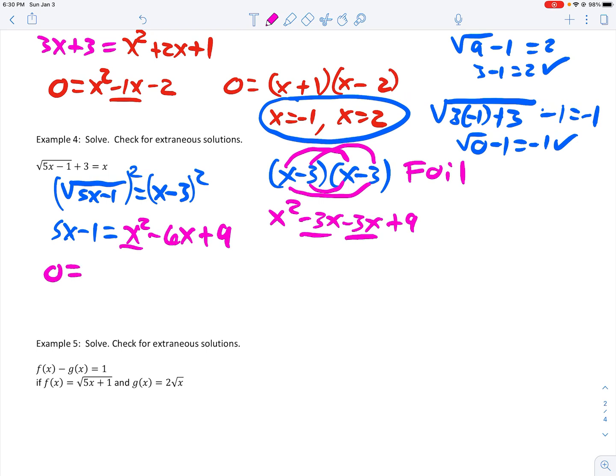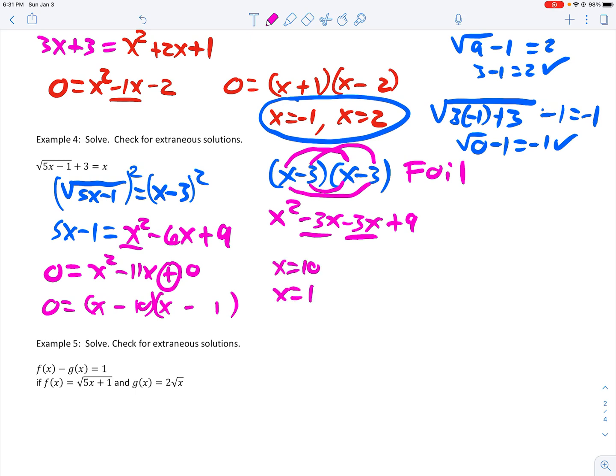I'm going to move everything over. So I'm going to subtract 5x. That would give me minus 11x. And I'm going to add 1. So that would give me plus 10. So now I'm going to factor. The plus 10 means they're going to be the same sign. So multiples of 10 that add to give you 11. That would be 10 and 1. Both a minus. So x equals 10. X equals 1. So if you plug those in to check to make sure they actually work.